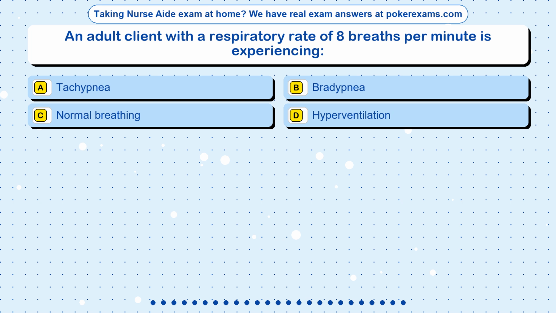Question 23. An adult client with a respiratory rate of 8 breaths per minute is experiencing: Option A. Tachypnea. Option B. Bradypnea. Option C. Normal breathing. Option D. Hyperventilation.